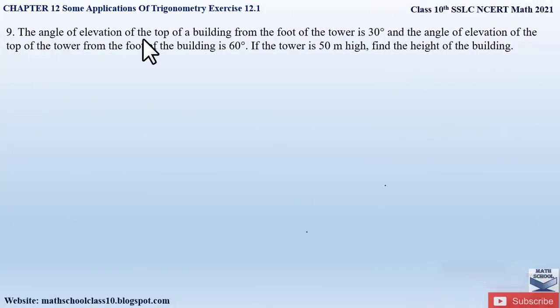So question number 9 from exercise 12.1, chapter 12, some applications of trigonometry says the angle of elevation of top of a building from the foot of the tower is 30 degree and angle of elevation of top of the tower from foot of the building is 60 degree. If the tower is 50 meter high, find the height of the building.